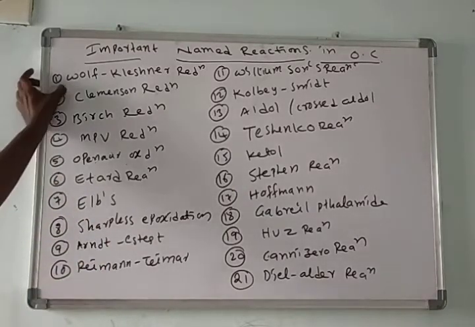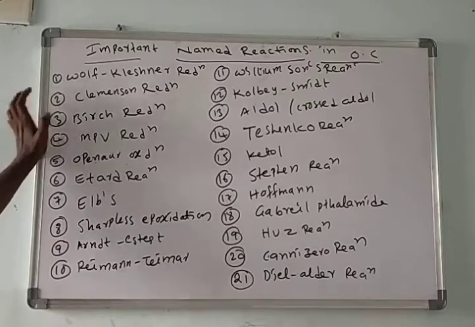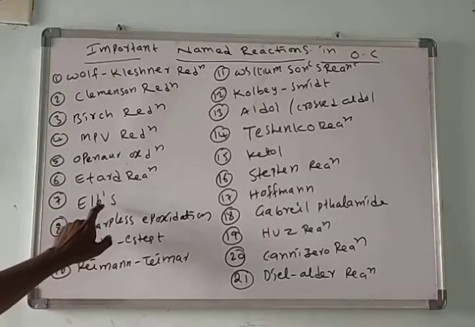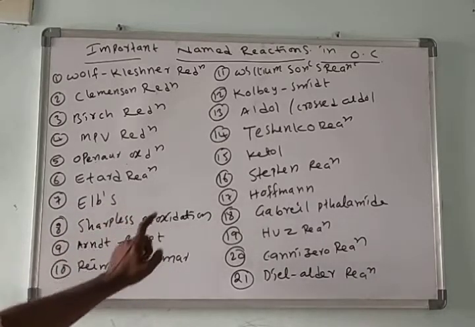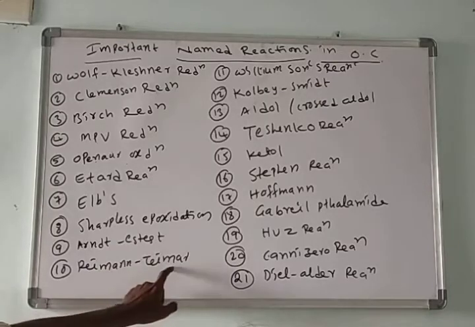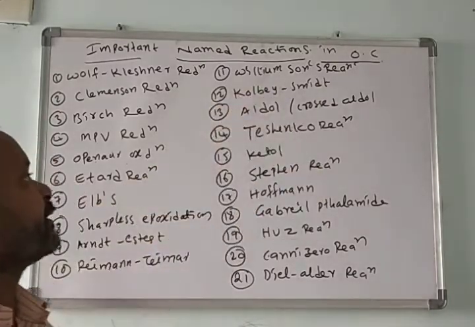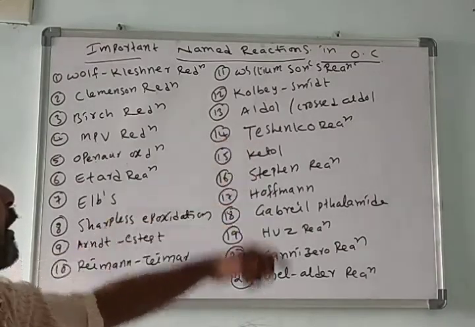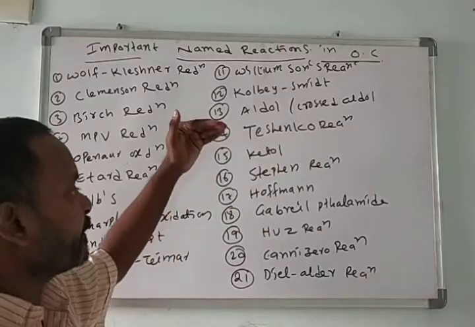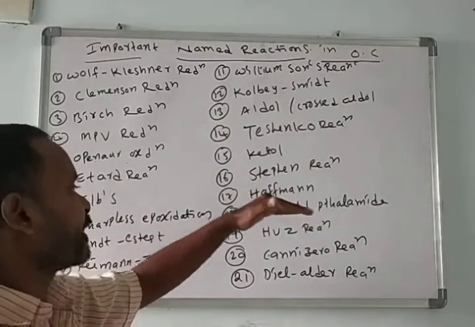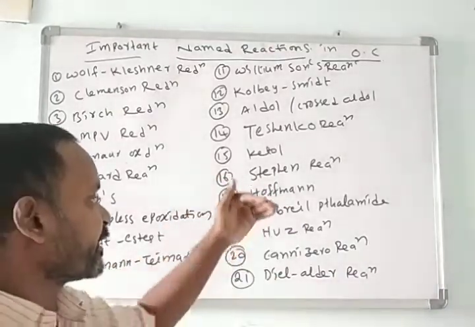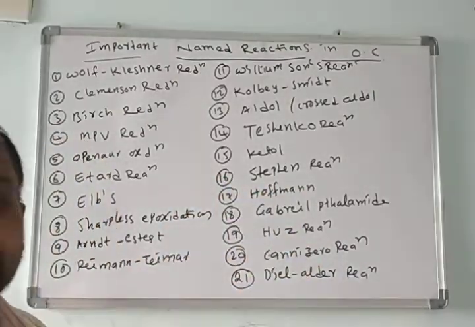Here: Wolff-Kishner reduction, Clemmensen reduction, Birch reduction, MPV reduction, Oppenauer oxidation, Etard reaction, Etard oxidation, Elbs persulfate oxidation, Schapiro-Schiff oxidation, Orr-Neustadt synthesis, Reimer-Tiemann reaction. Then Williamson's reaction, Kolbe-Schmidt reaction, cross-aldol condensation, Tishchenko reaction, ketal condensation reaction, Stephen reaction, Hoffmann reaction, Gabriel phthalimide reaction, HVZ reaction, Cannizzaro reaction and Diels-Alder reaction.